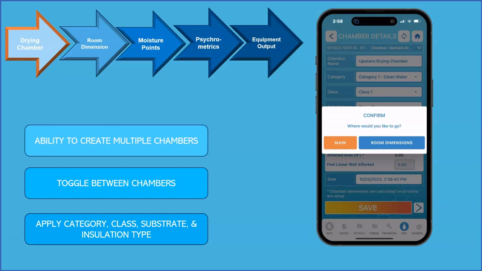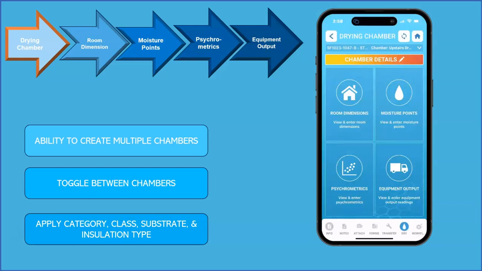Now, at any given point, the user has the option to select the main menu icon. This will always take the user back to the main chamber dashboard. Here, they can select any of the 4 main dry log sections that they wish to go to and hop to that section by tapping to open.